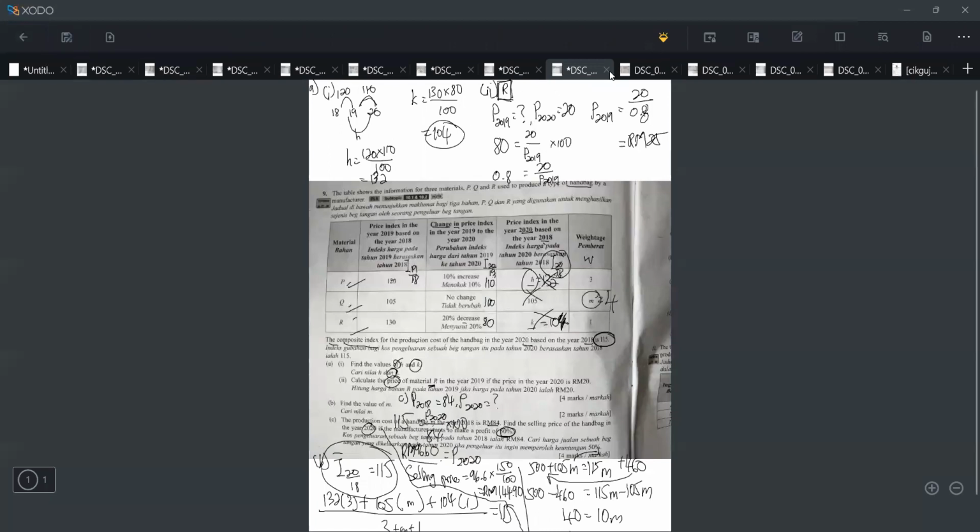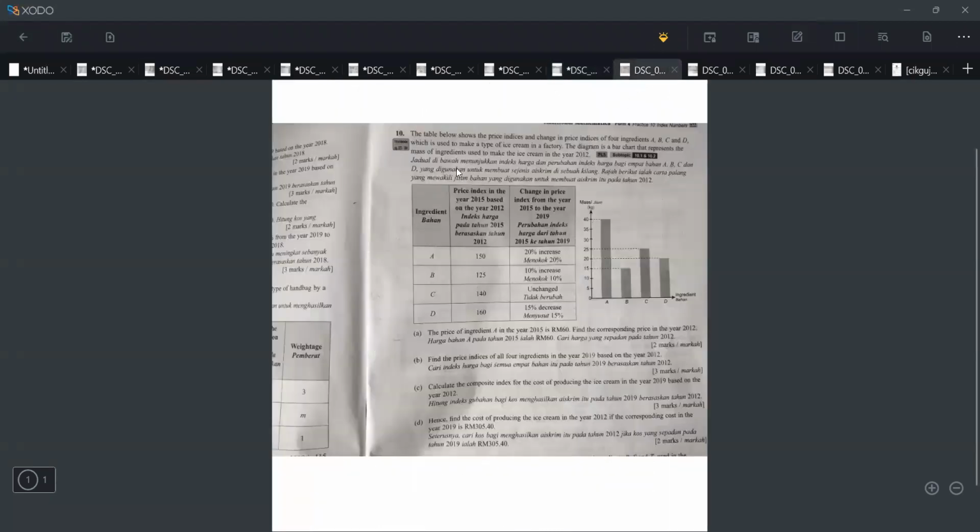Okay, let's just go through like see how they ask. Alright, so let's see here number 10. So you can see it, right? So number 10, this one. The price of ingredient A. Okay, use the first formula lah. B, find the price indices of all 4 ingredients. Use the first formula also. C, composite index, second formula. D, got 3 years or not?